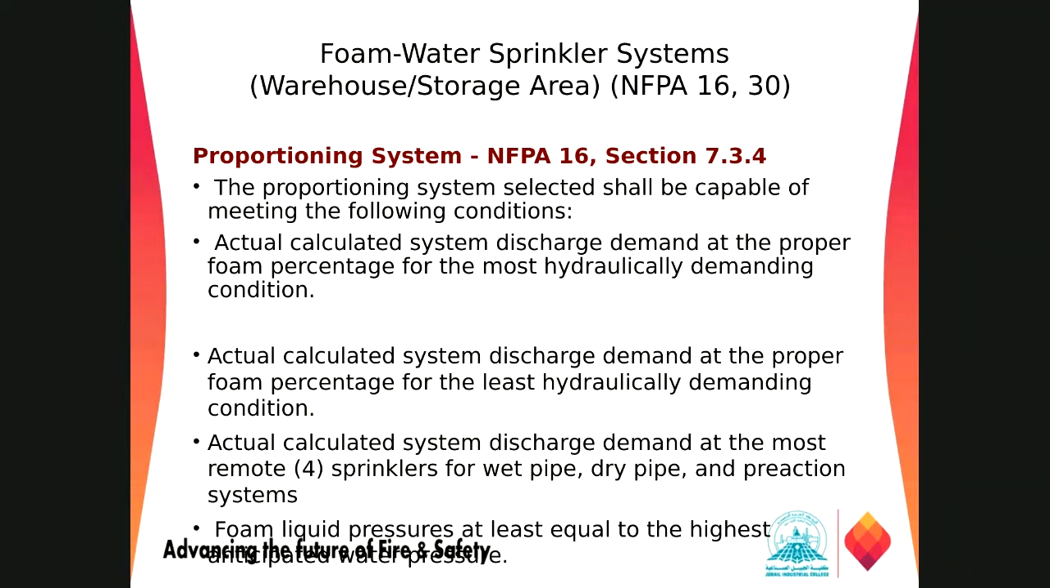And then the proportioning system, how to mix this together, right? The proportioning system shall be capable of meeting the requirement. The exact discharge demand in GPM and the foam percentage proportioning should be as per the design specification. And the actual calculated system discharge demand is at the most remote 4 sprinklers for wet pipe, dry pipe, and pre-action systems. So we have to calculate for the 4 sprinklers in the most remote areas.